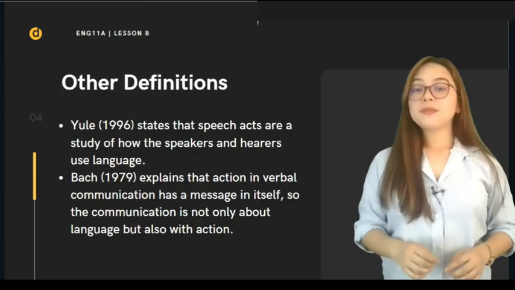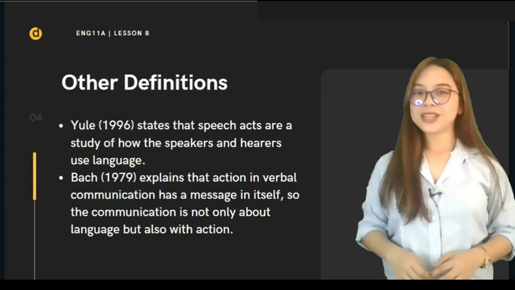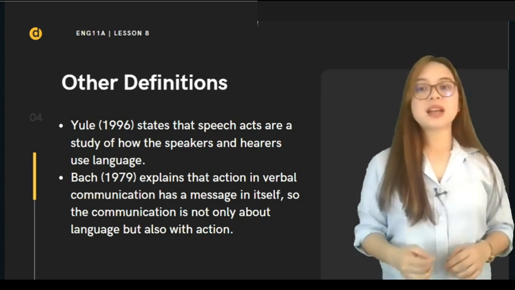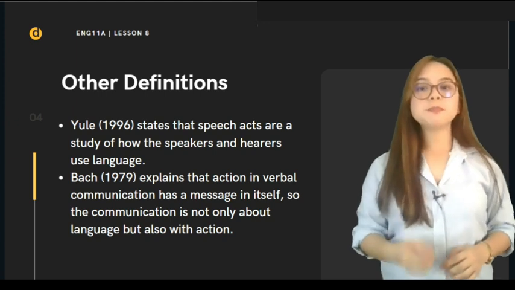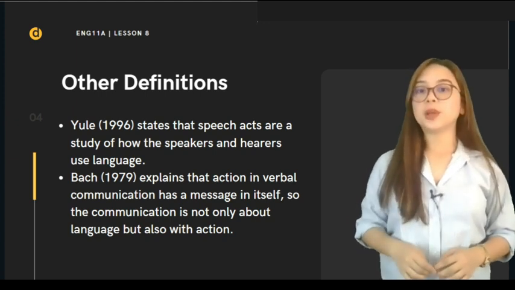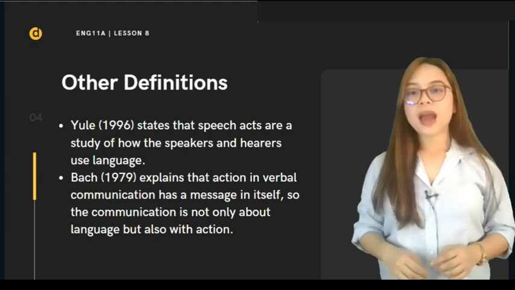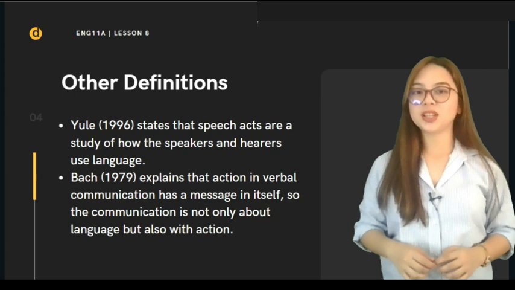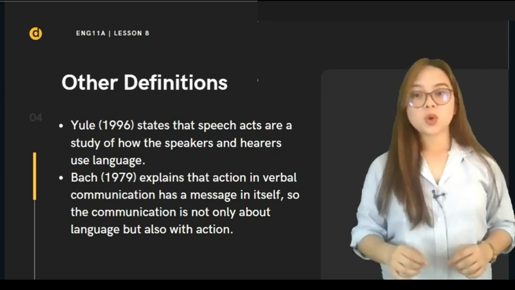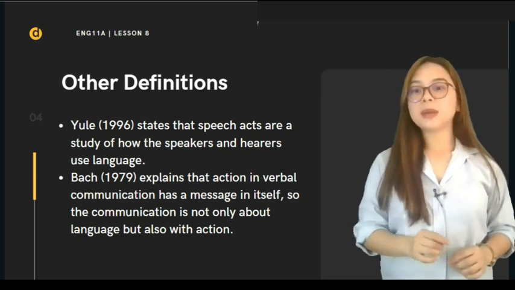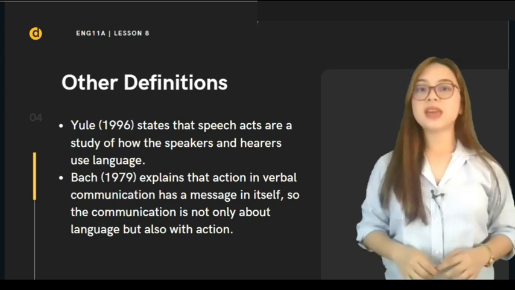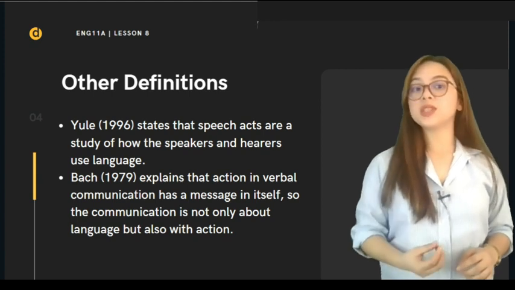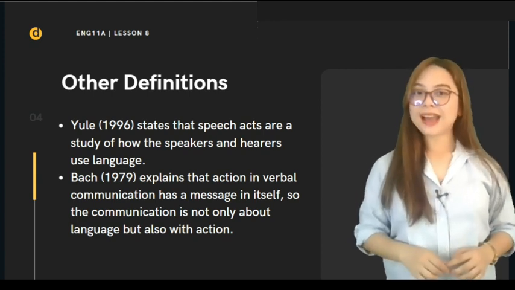Meanwhile, we have other definitions stated by researchers. Yule of 1996 states that speech acts are a study of how the speakers and hearers use language. On the other hand, Bach of 1979 explains that action in verbal communication has a message in itself. So, communication is not only about language, but also about action. In conclusion, a speech act is an utterance that occurs and an act that refers to an action.